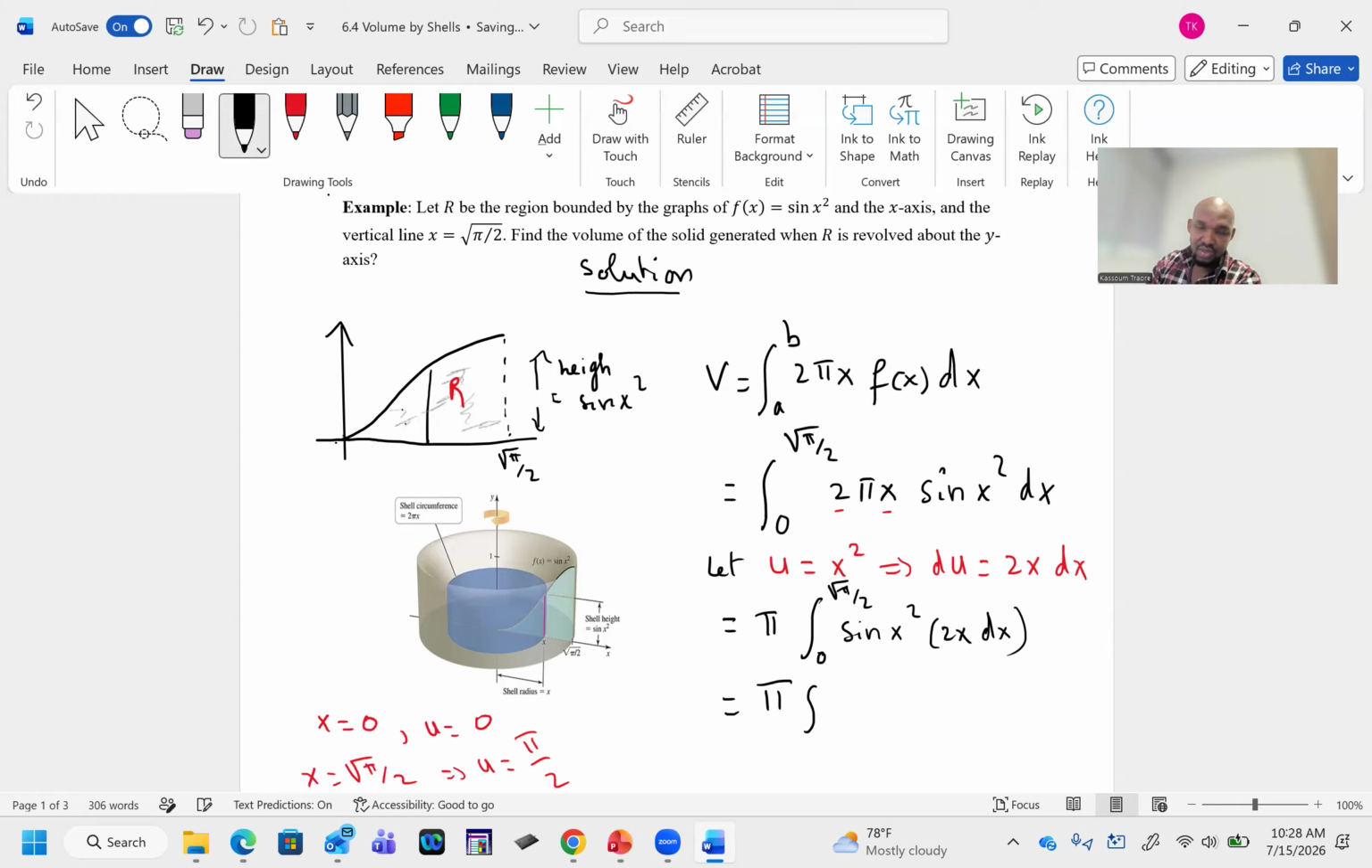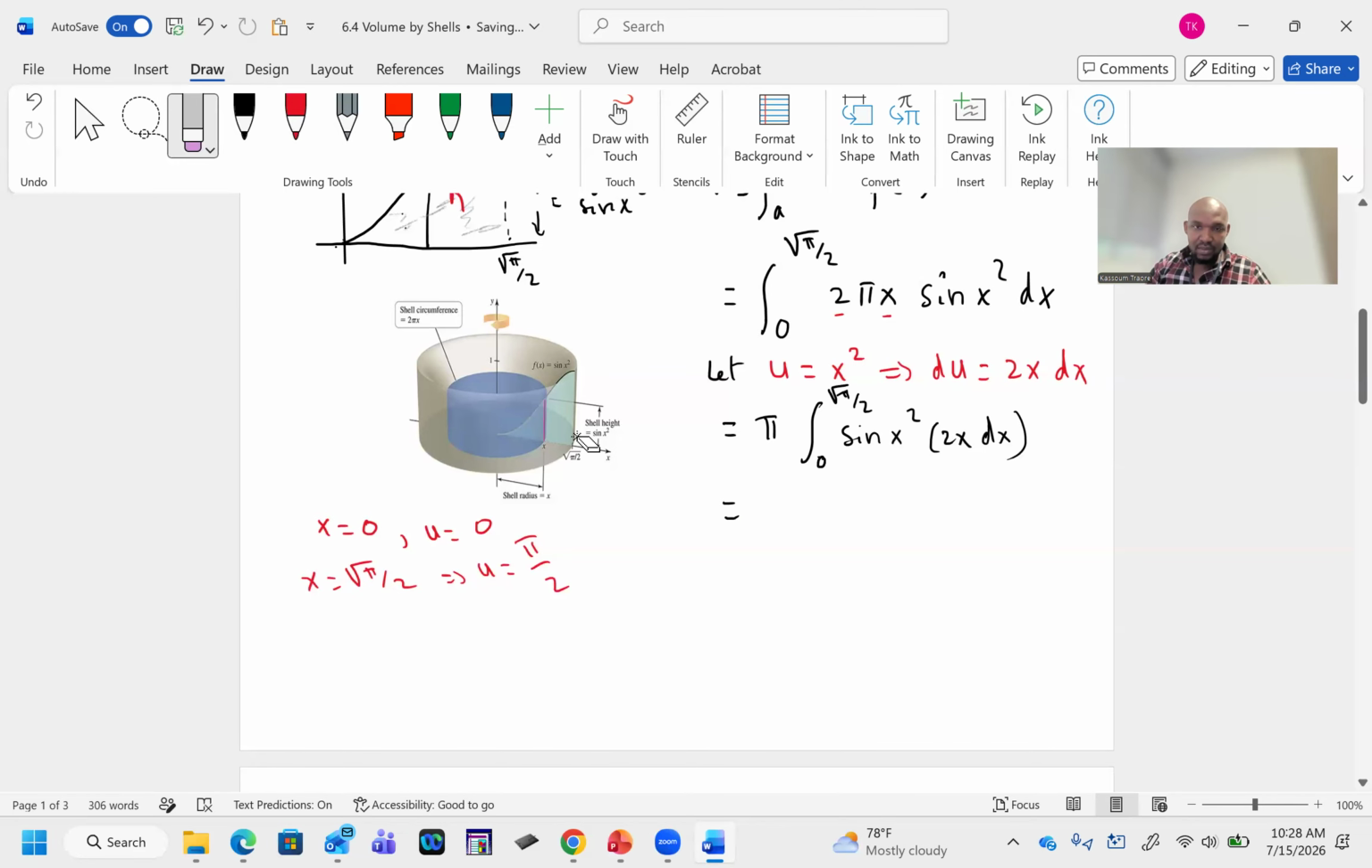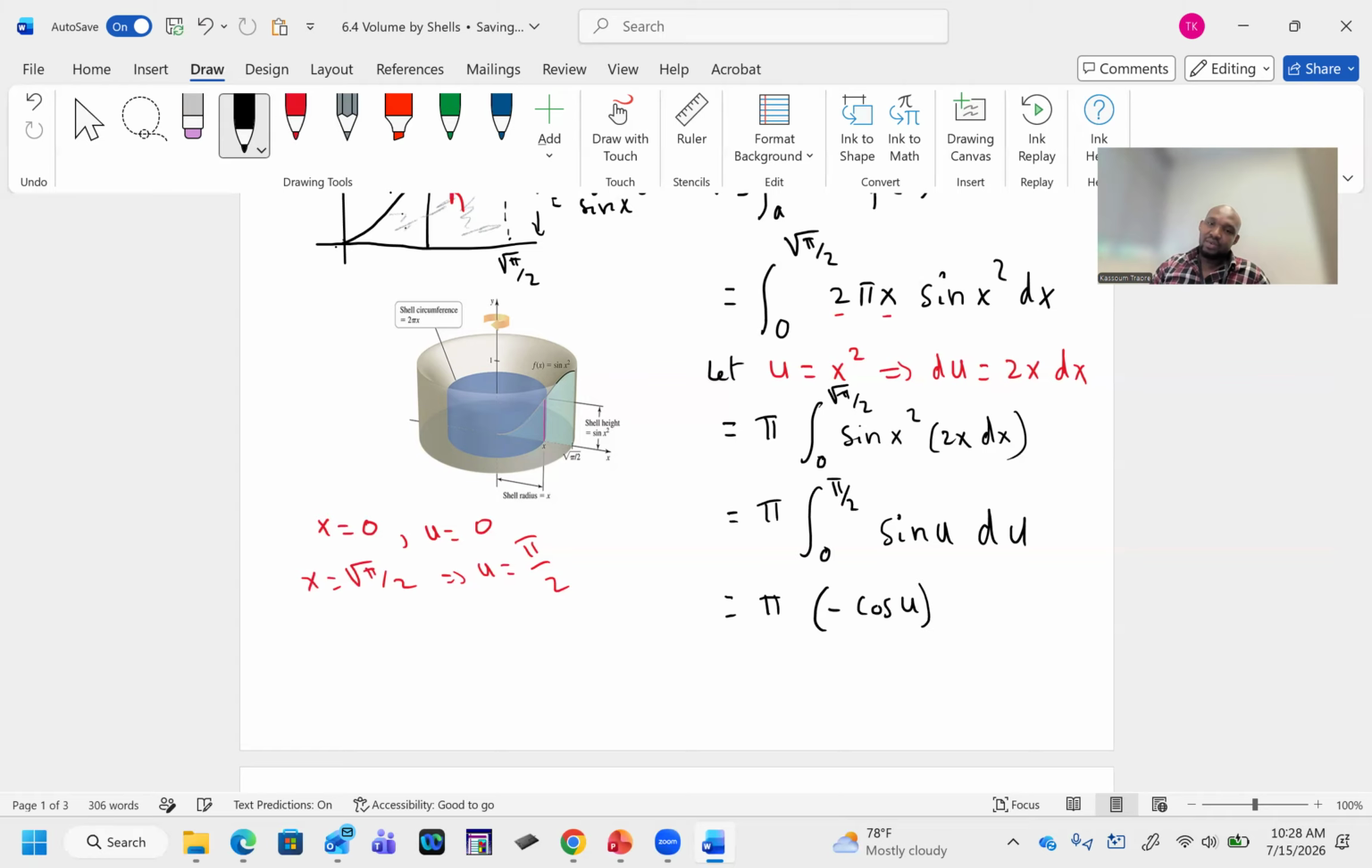But since I'm using a u substitution, we will have pi, the integral from 0 to pi over 2 now, of sine of u du. What's the antiderivative of sine of u? That is negative cosine of u, from 0 to pi divided by 2.